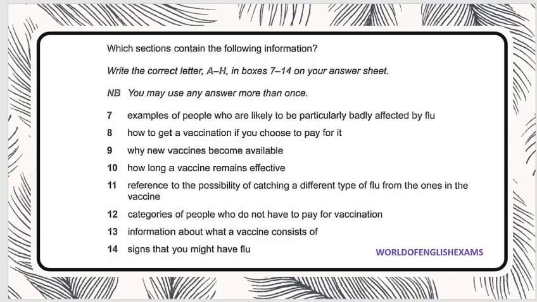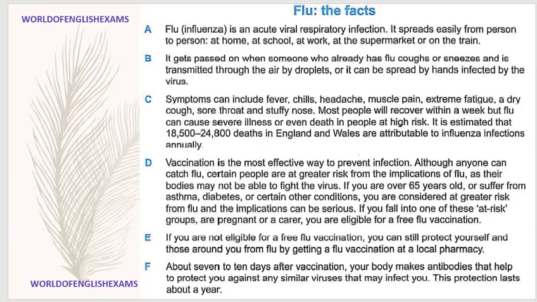So this gives us the information for some other question. What is it? The 8th question, how to get a vaccination if you choose to pay for it. So if at all I choose to pay for the vaccination, I can get that at a local pharmacy store. So that's the answer for the 8th one. Which paragraph is that? Paragraph E. Paragraph E contains it. Next, let's read the last one.